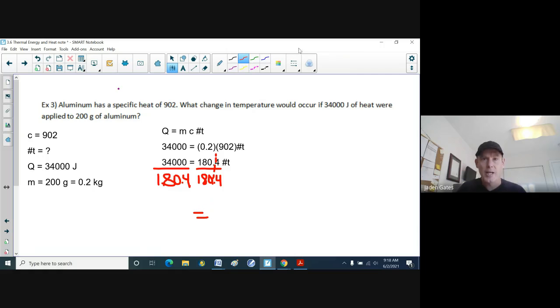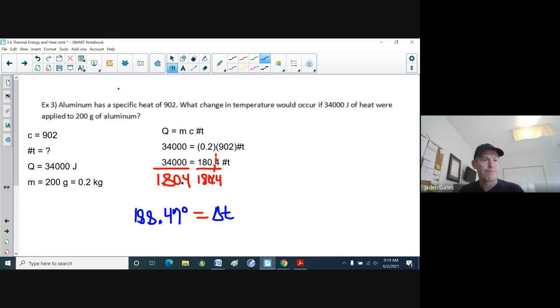And so my delta T is going to be whatever 34,000 divided by 180.4 is. And I end up getting, whoa, that aluminum is now going to go up 188.47 degrees. The metal heats up really quick. There we go. Any questions so far?